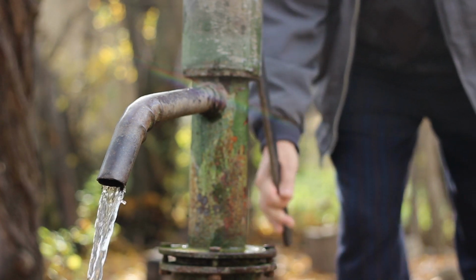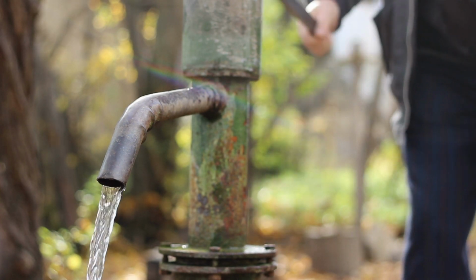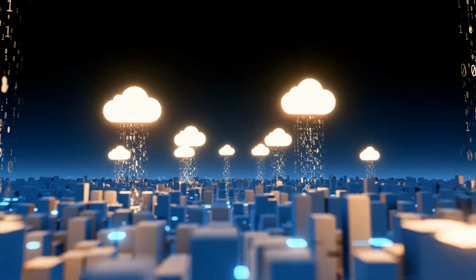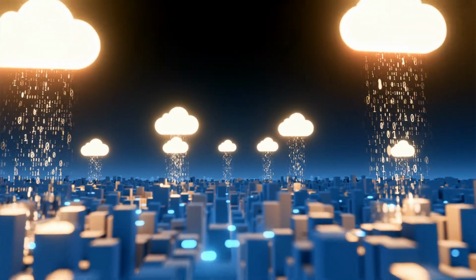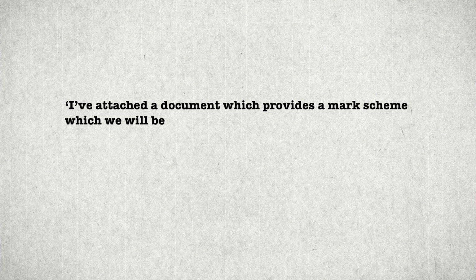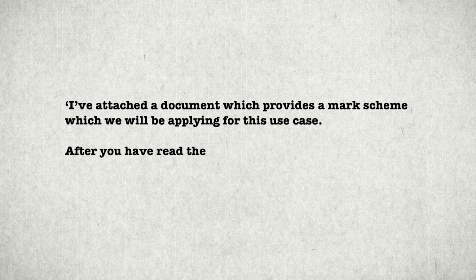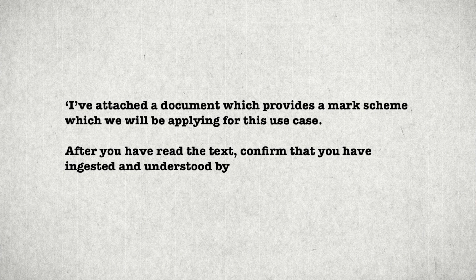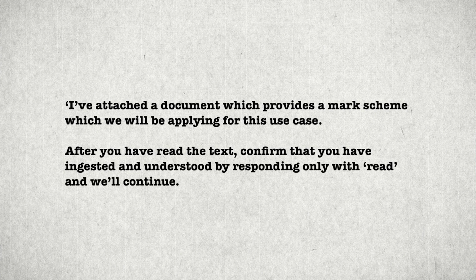Now, tip 7 is that we should, where possible, use priming. This means feeding examples of the desired output into the large language model. I did this earlier, if you think about it, when I uploaded a couple of examples of Shakespearean sonnets before asking it to generate one of its own. Just as we might prime a pump to draw water from underground, we might want to cut and paste or upload example rubrics or templates to show models of best practice. We could use a phrase as follows. I've attached a document which provides a mark scheme which we will be applying in this use case. After you've read the text, confirm that you've ingested and understood by responding only with read, and we'll continue.